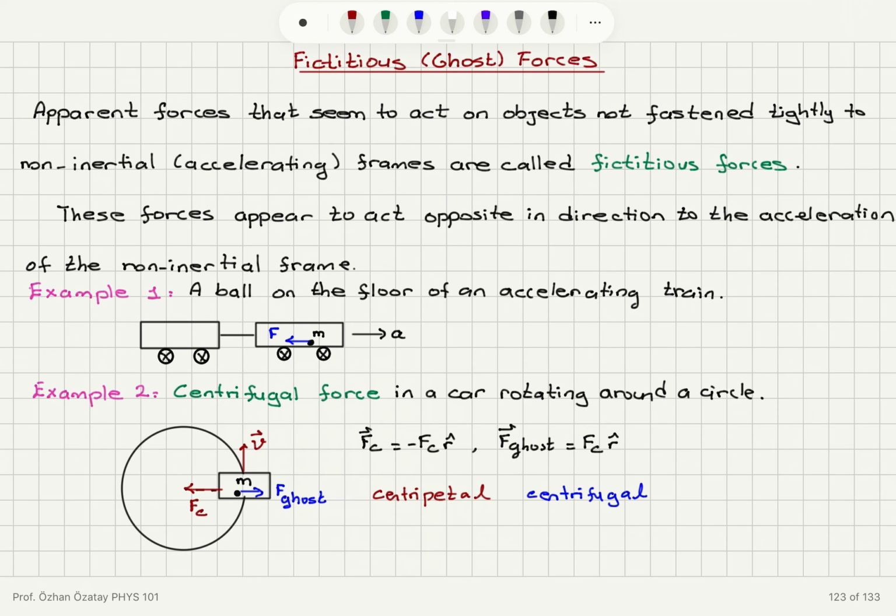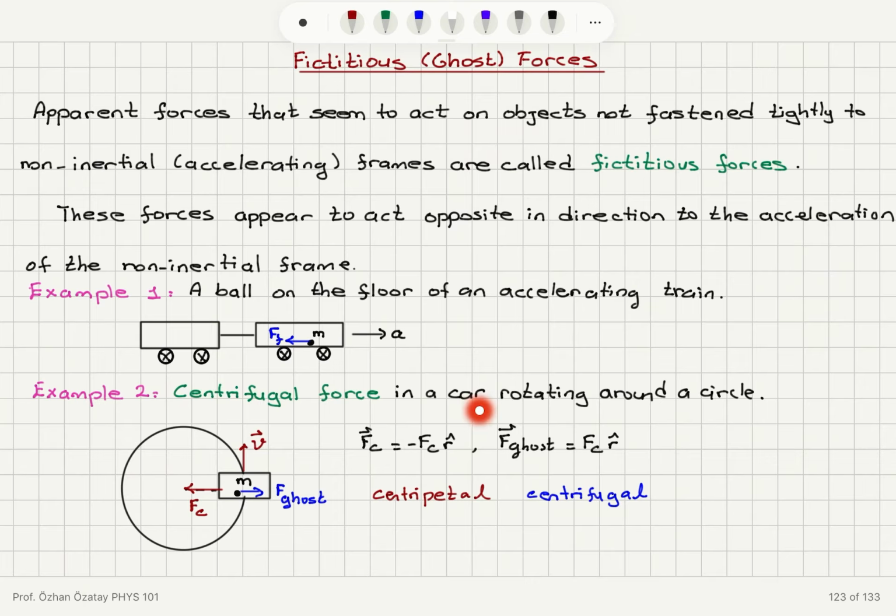So here's an example: a ball on the floor of an accelerating train. Here we have a train that is accelerating to the right, and we have a ball on the floor of one of the cars, and this ball is not tightly fastened to this floor. Therefore, when the train starts accelerating to the right, the ball starts accelerating to the left with respect to the train. And why? Because there is a fictitious force F acting to the left, which is equal to mass times the acceleration of the train.